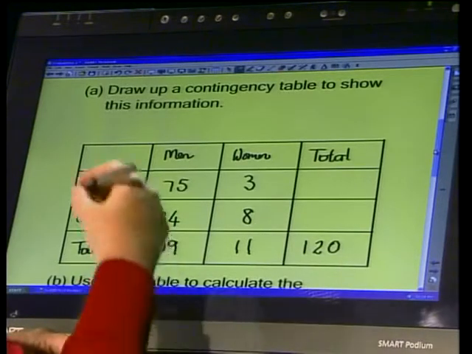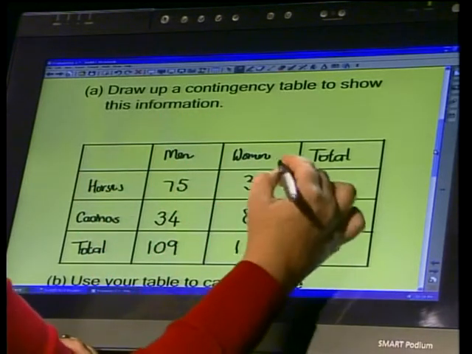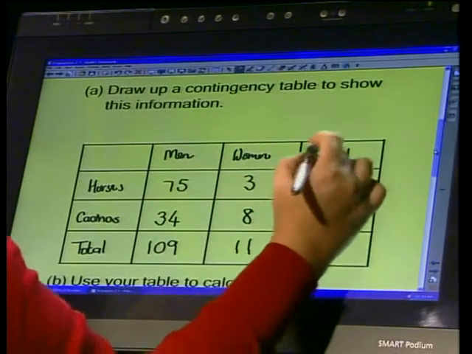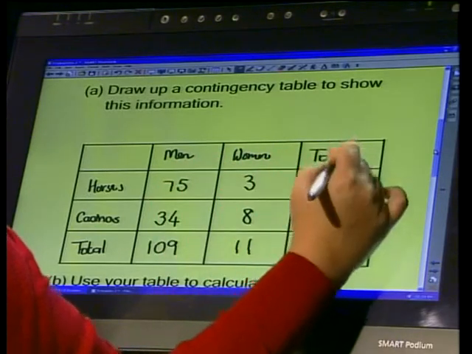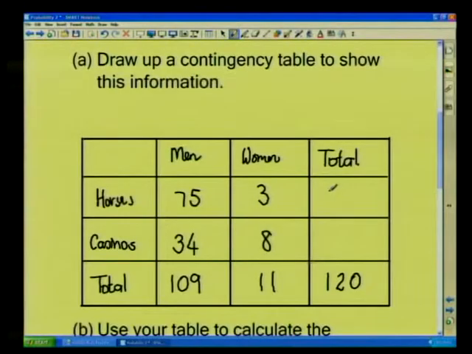Once I've got all of this information into my table, I'm now going to add up to make sure that these all add to 120 again. So this should be 78: 75 plus 3 is 78. 34 plus 8 is 42. And if I add those two together, I should get 120 again. So that's my total. Again, if you're not sure, check on your calculator. There's no marks for making careless mistakes.